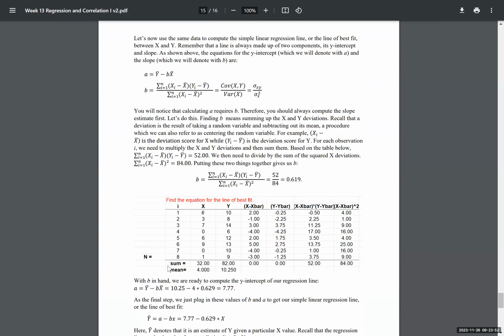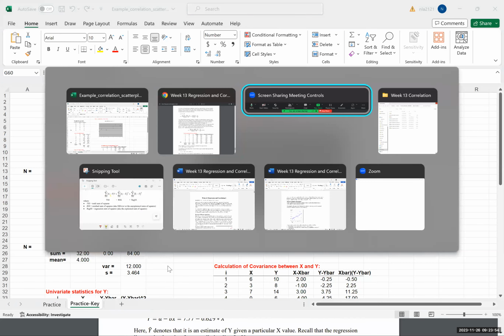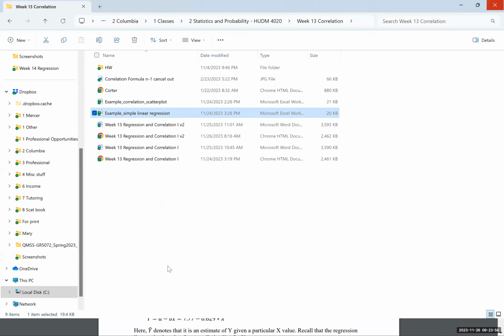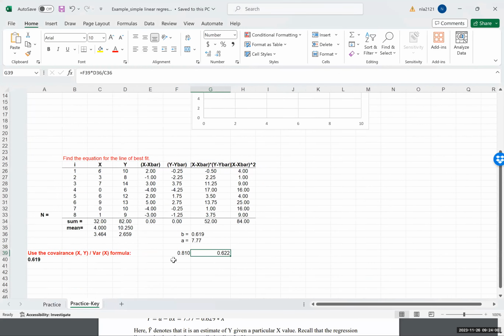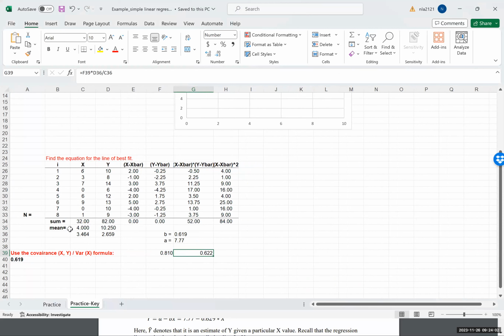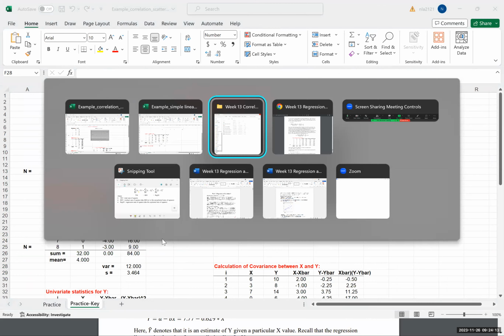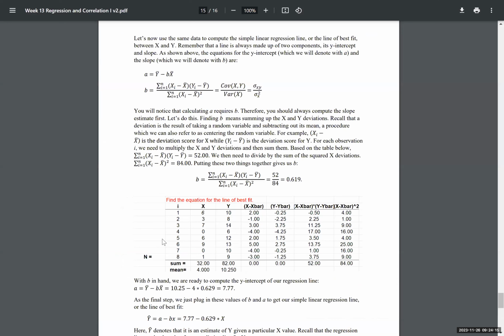So now what we're going to do is there's a second Excel sheet I uploaded. It's got the same data. And in this one, we're going to be calculating the regression slope and the intercept. So we're going to use the same data, and we're going to compute the regression line, the line of best fit by hand.